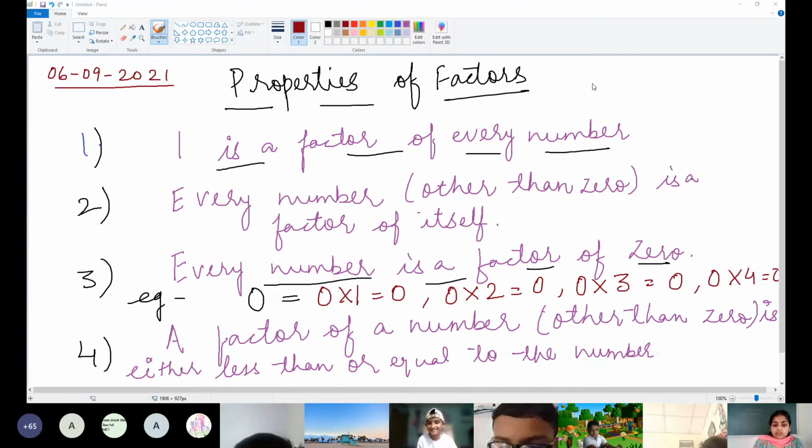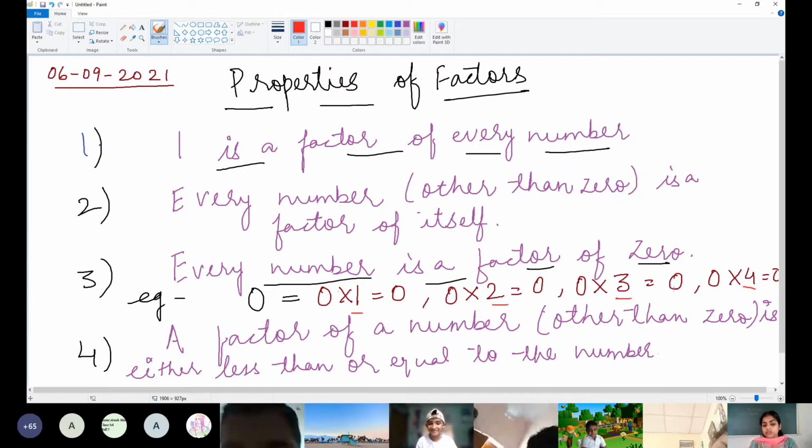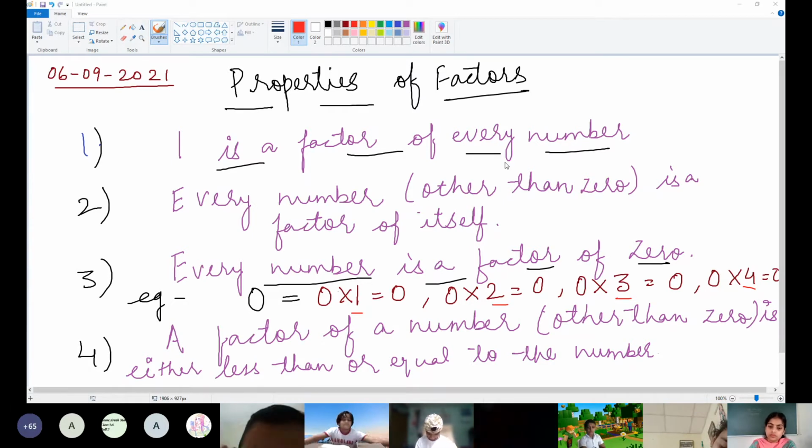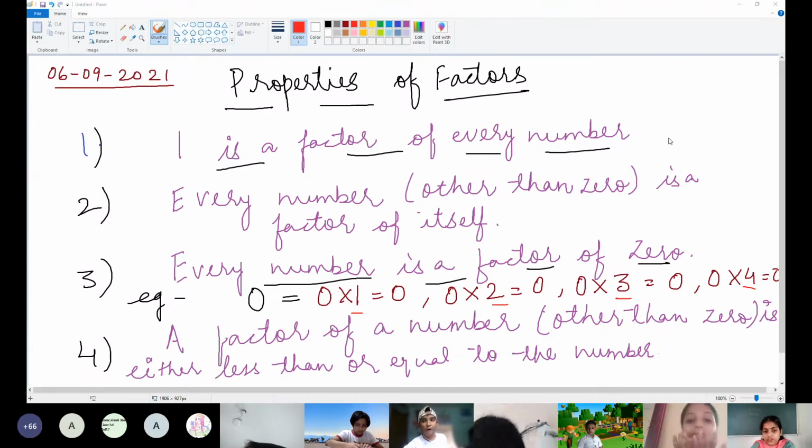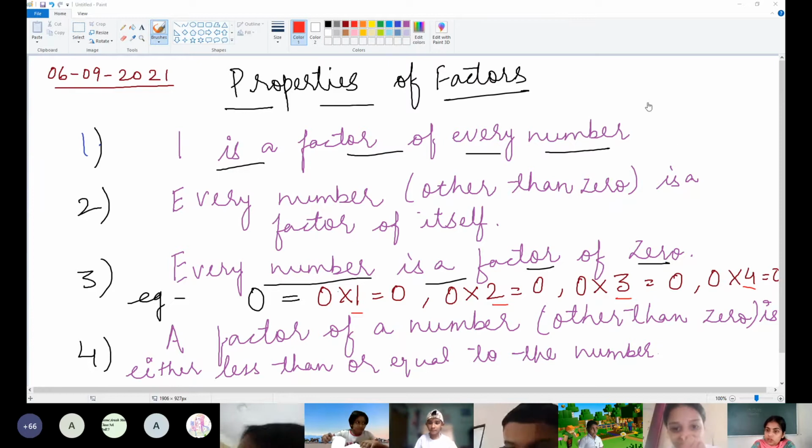So children, you can see every number, 1, 2, 3, 4 and so on, is a factor of 0. Then you multiply any number by 0, what product will you get? Zero. When you multiply 16 by 0? 0. That means 16 is also a factor of 0. So every number is a factor of 0. Now see the next property. Quickly note down this in your notebook. This example also, children.